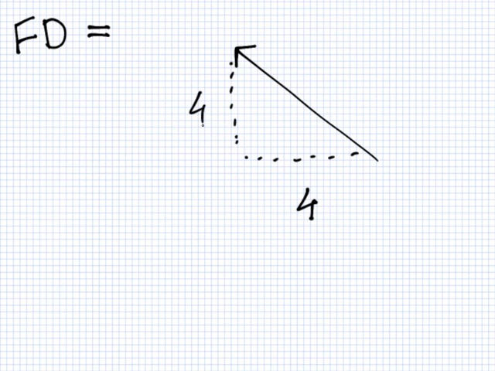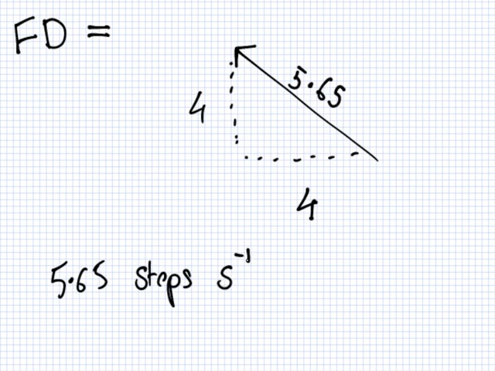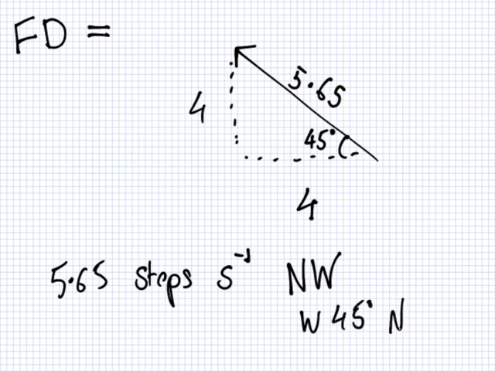So what is the magnitude here? Well, in the question I tell you, if you have a 4 and a 4, this side is 5.65. Okay, so the answer is 5.65 steps. But that's not it, because displacement has a direction. So what's the direction here? Just northwest, because this must be 45. Or north 45 west, or west 45 degrees north, it's the same thing.